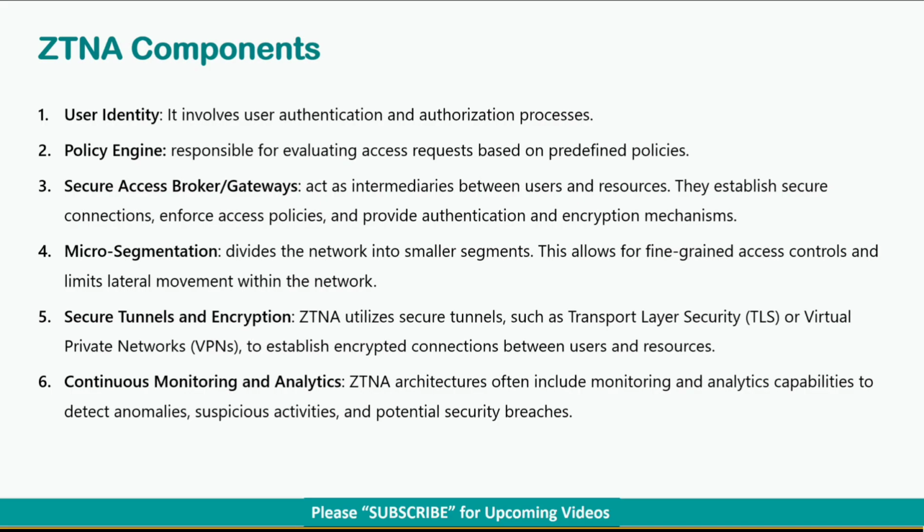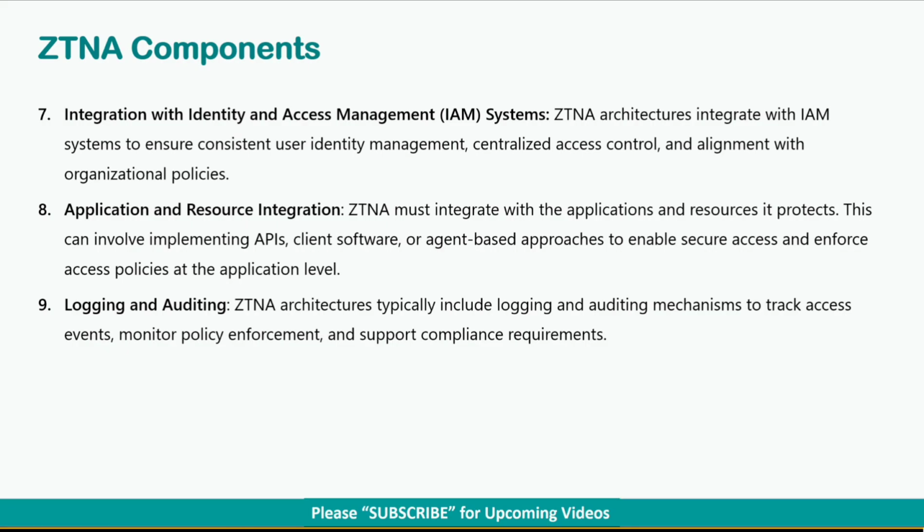Next component is secure tunnels and encryption. ZTNA utilizes secure tunnels, such as transport layer security, or virtual private networks, to establish encrypted connections between users and resources. Next, we have continuous monitoring and analytics. ZTNA architectures often include monitoring and analytics capabilities to detect anomalies, suspicious activities, and potential security breaches. Next, we have integration with identity and access management systems. ZTNA architectures integrate with IAM systems to ensure consistent user identity management, centralized access control, and alignment with organizational policies.